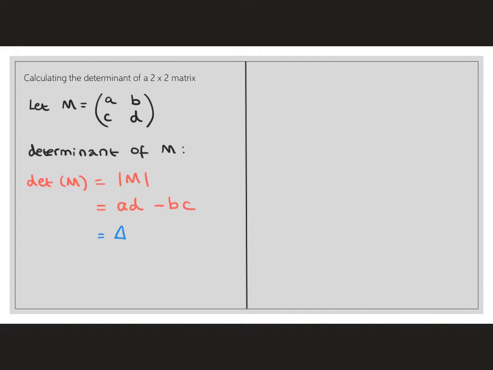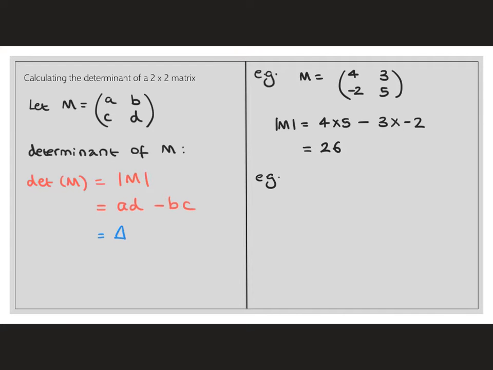Now, let's have a look at a quick example of this. So let's say M is equal to 4, 3, -2 and 5, then the determinant of M, using whichever notation you wish, would be 4 multiplied by 5, subtract 3 multiplied by -2, which comes to a value of 26.